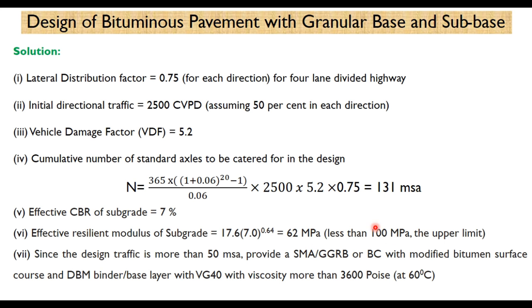Now, since the design traffic is more than 50 MSA, we will provide stone matrix asphalt or GGRB, which is gap graded mix with rubberized bitumen, or bituminous concrete, that is the first row of the table, with modified bituminous surface course and DBM layer with VG40 with viscosity more than 3600 poise at 60 degrees centigrade.